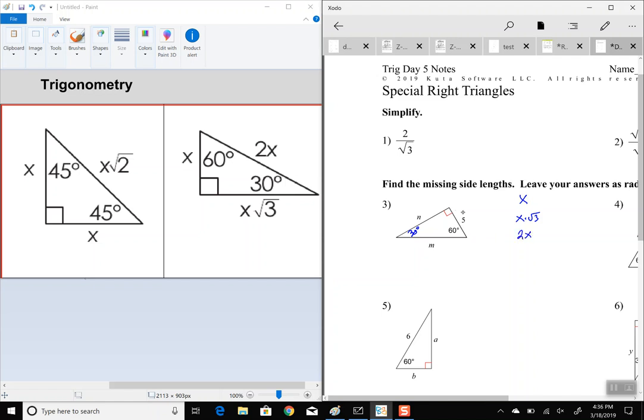In this case, I was given the smallest side, so I know that x is 5. So if x is 5, that tells me that I can replace it here. The next biggest side is 5 times the square root of 3. And 2x, 2 times 5, would be 10. So this hypotenuse is 10. And this side right here would be 5 times the square root of 3. And you can leave it like that.